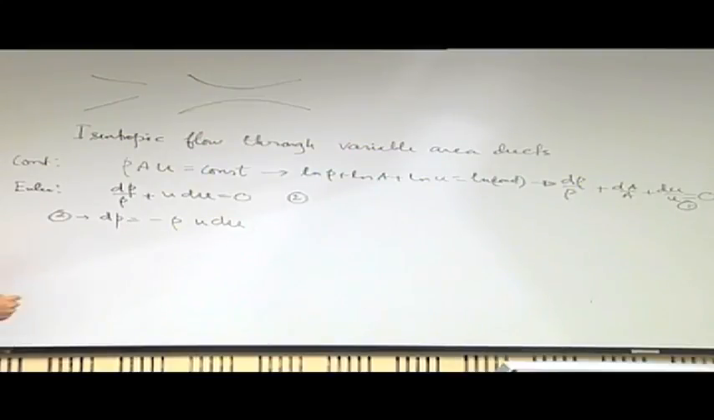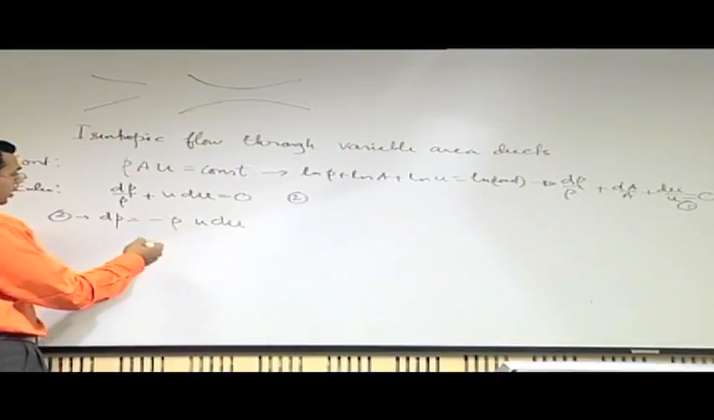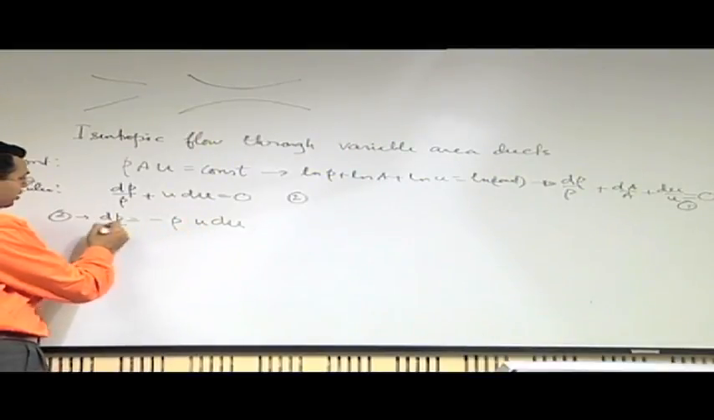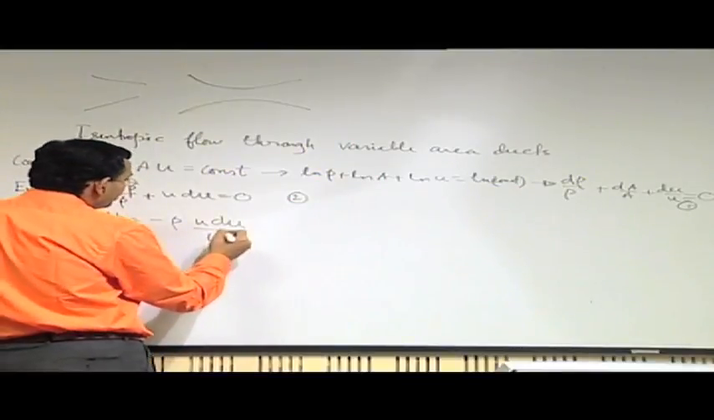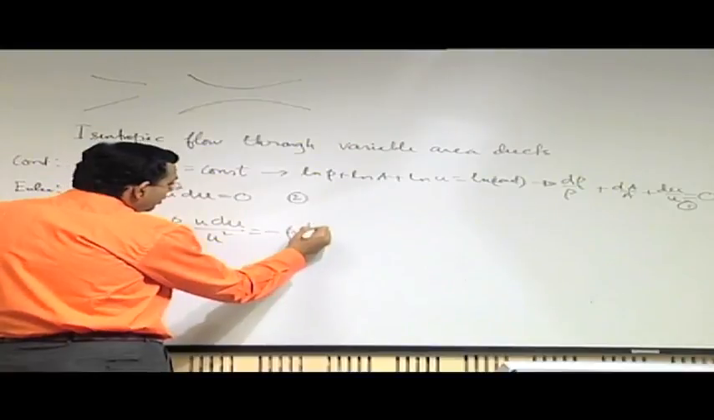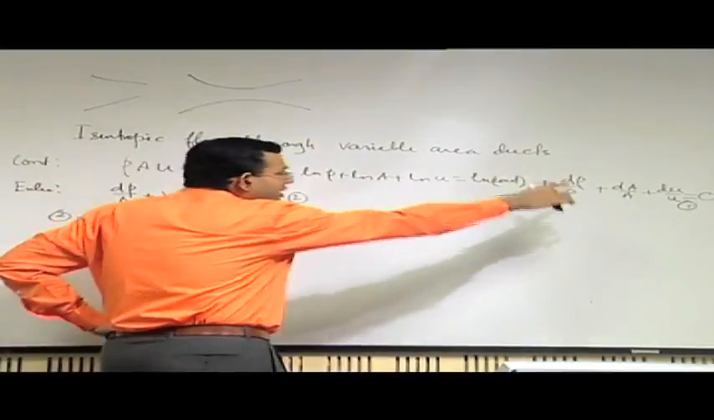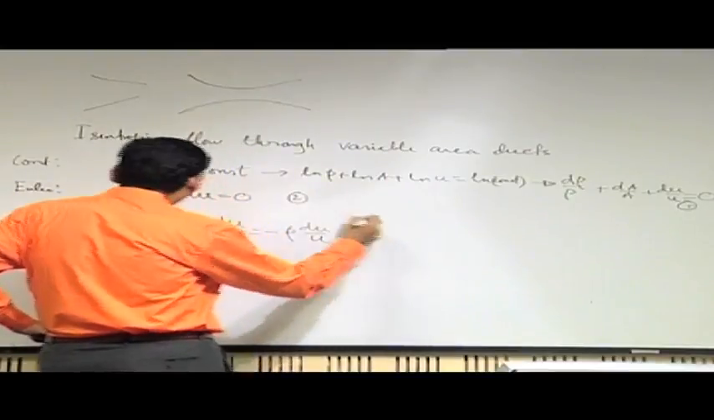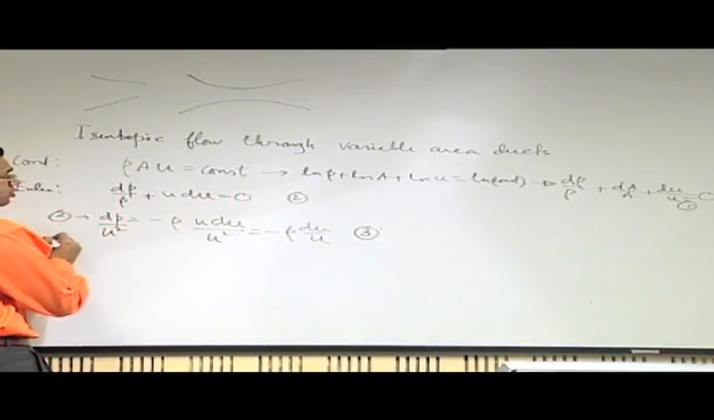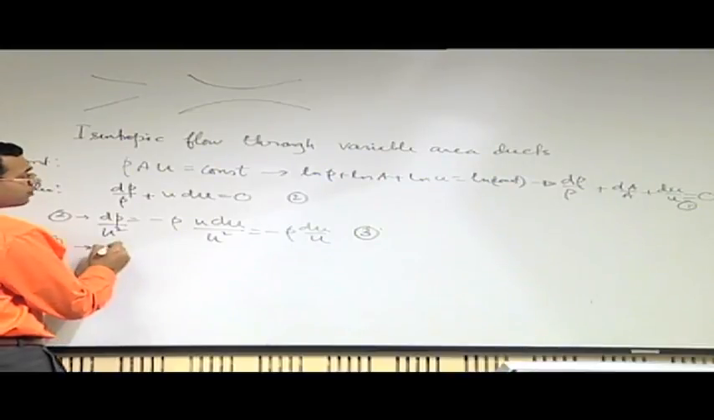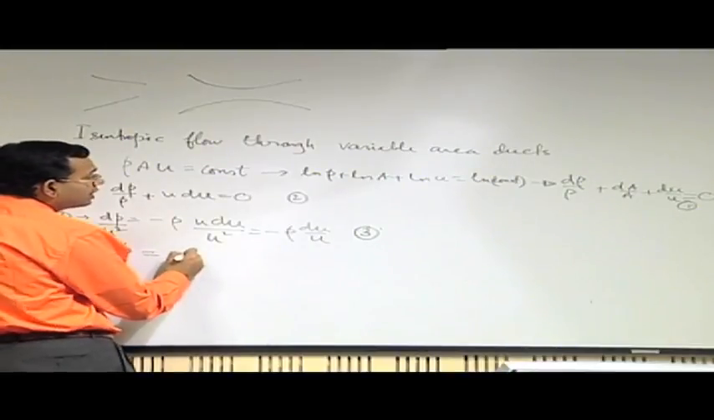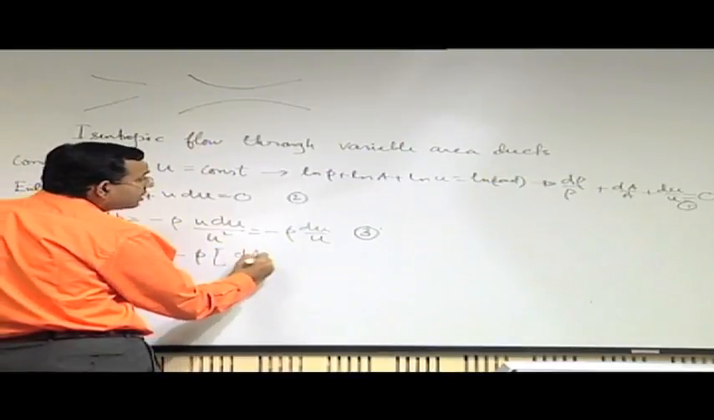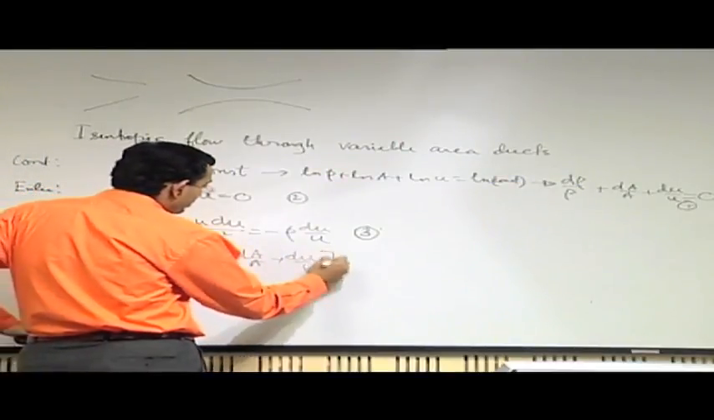or if you want to relate it with u square, so dP by u square is minus rho u du by u square. So minus rho du by u. Why we have written in this form is because you have another form du by u in equation 1. So let us say this is 3, and from equation 1 you have d rho is equal to minus rho into dA by A plus du by u. So this is equation 4.